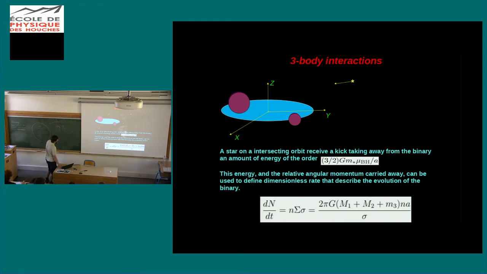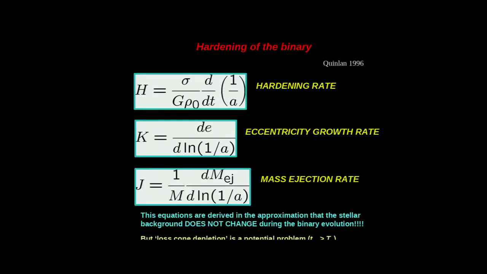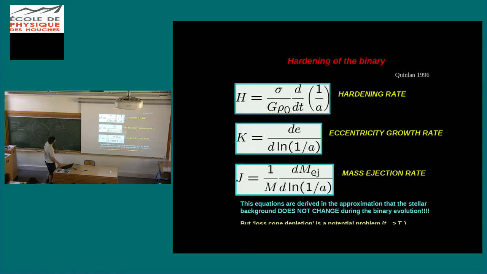I have to speed up a little bit. That's the typical energy for an encounter. This is the number of encounters you can consider having, with a background of stars with a certain number density and a certain velocity dispersion. You can write down equations for the evolution of the binary semi-major axis, eccentricity, and for the ejected mass.